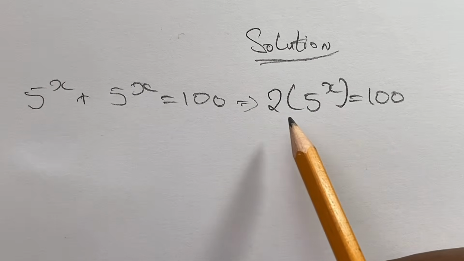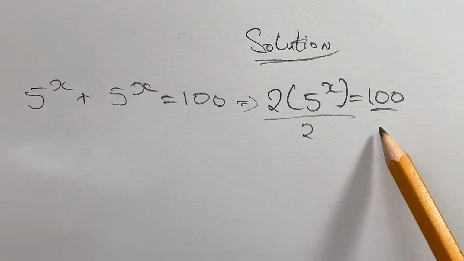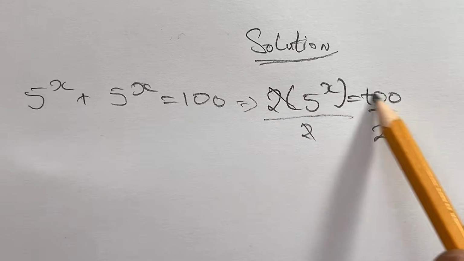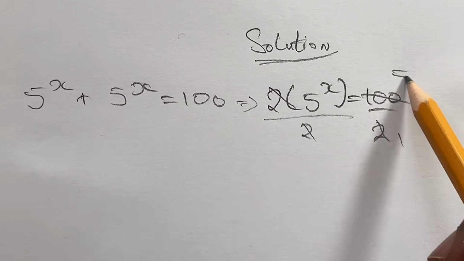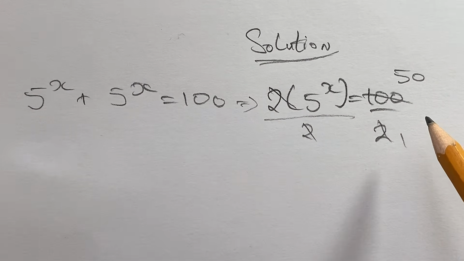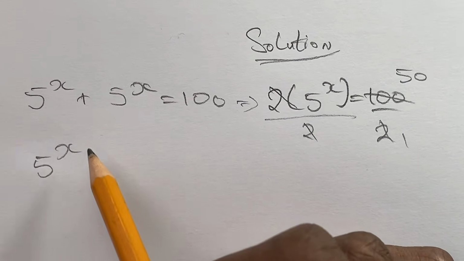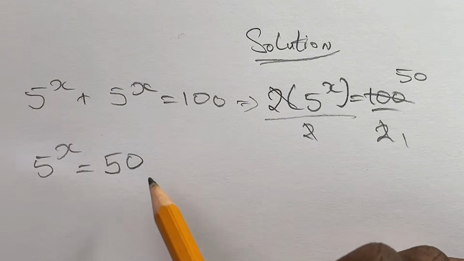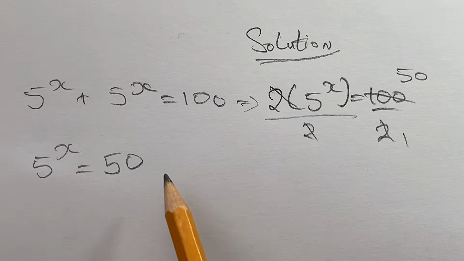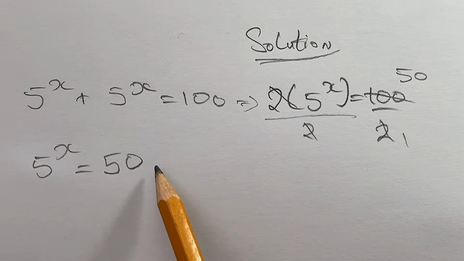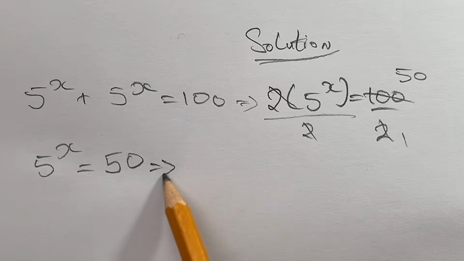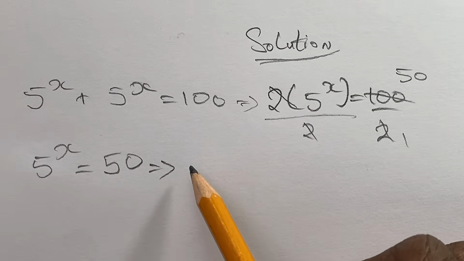Then from here, we simplify by dividing both sides of this equation by 2. The 100 becomes 50, so we're left with 5 to the power of x is equal to 50. And now from here, I will be introducing logarithms. We will take the log of both sides of this equation.